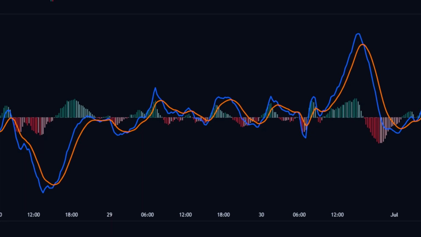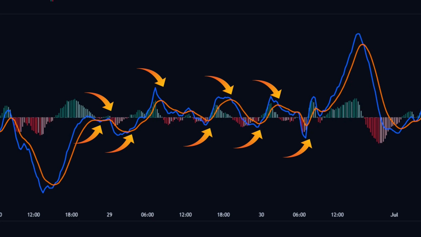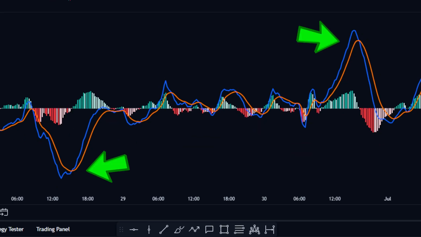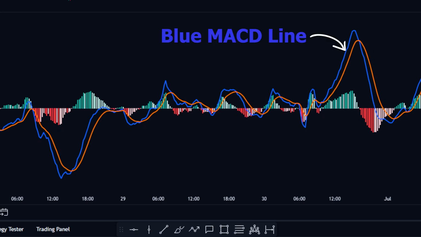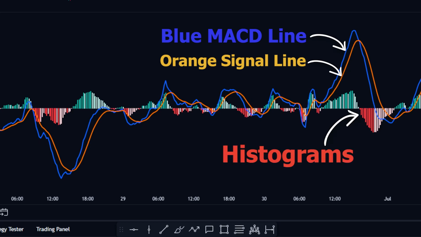In this video, I will share how we can avoid MACD fake signals like this and only take signals like this. Before we dive into the signal filtration, it's important to understand how MACD works. By default, you will see three plotting inside the indicator panel. One is a blue line, an orange line, and these histograms.